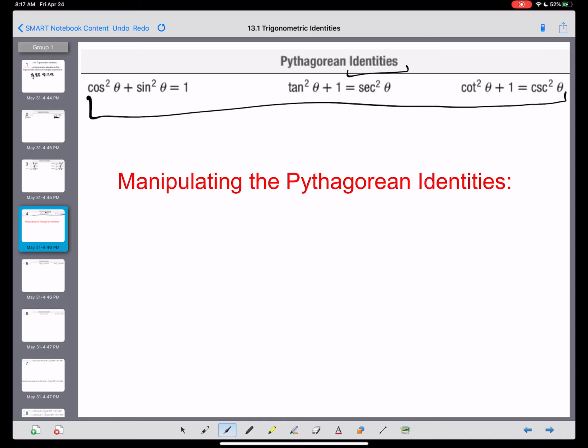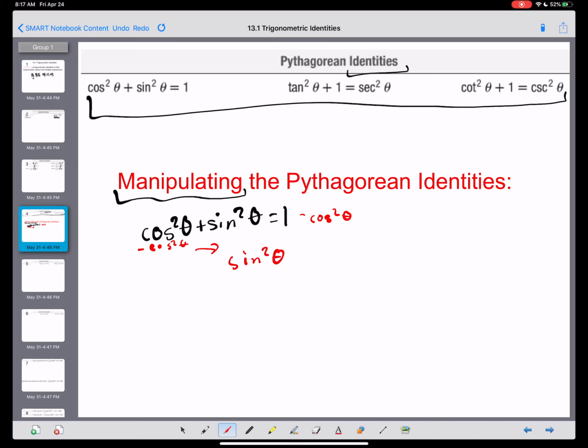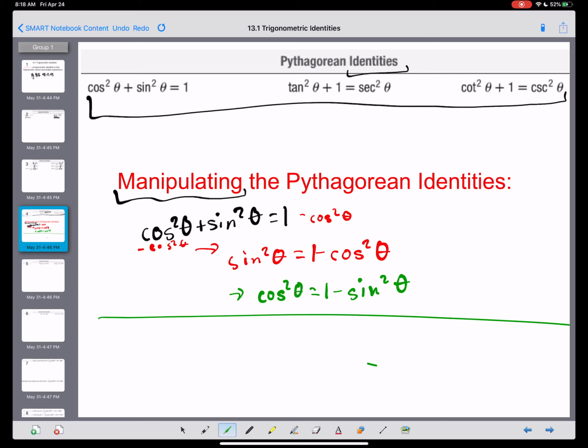Now, manipulating it, what I mean by that is, let's say I have cosine squared theta plus sine squared theta is equal to 1. We should definitely memorize that. But what I mean by manipulating is the idea that you can move stuff around. For instance, I can subtract cosine squared theta from both sides if I really wanted to. And the result would be sine squared theta is equal to 1 minus cosine squared theta. Okay, you can move stuff around. It doesn't really matter what. If I wanted to, I can also move the sine around. So I get cosine squared theta is equal to 1 minus sine squared theta.